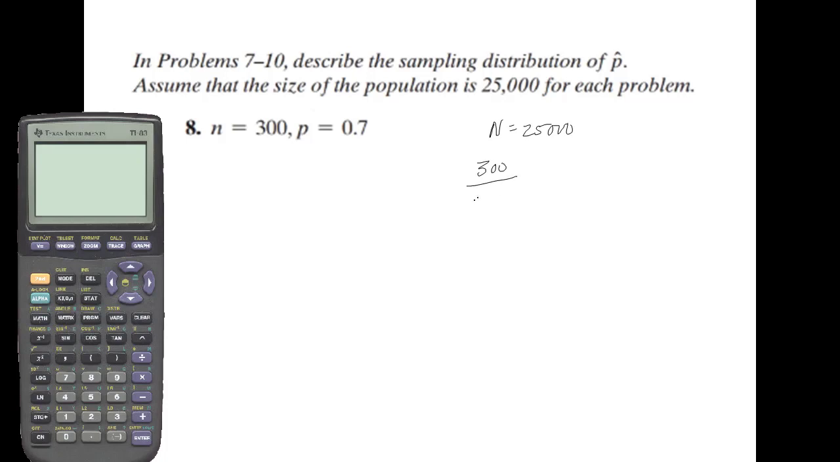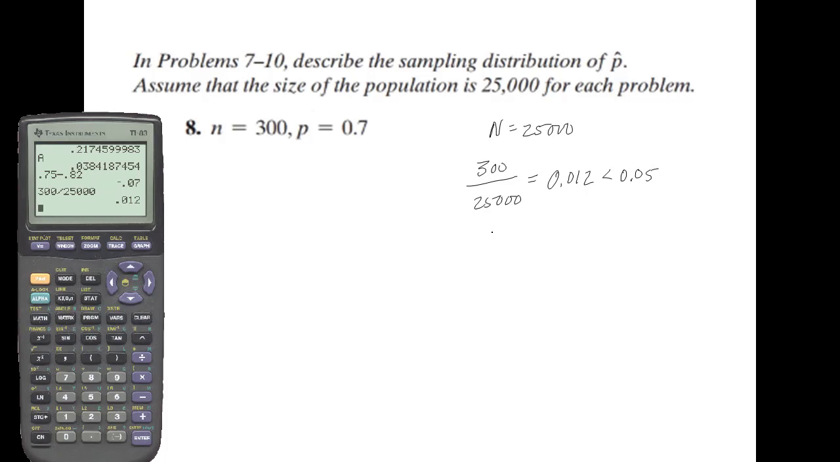300 divided by 25,000, and I want to get what that number is. So 300 divided by 25,000 equals 0.012. So that's less than 0.05. So that's less than 5%. So the sample size is less than 5%.